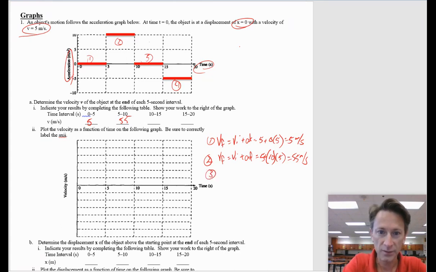Now, if I look at the third set of times, my acceleration is back to 0. I can intuitively say, well, if I'm not accelerating, then my velocity has to stay constant at the 55, or I can do it mathematically. 55.